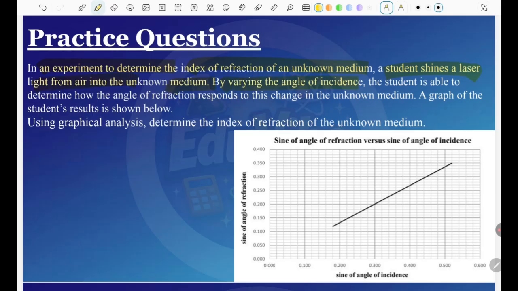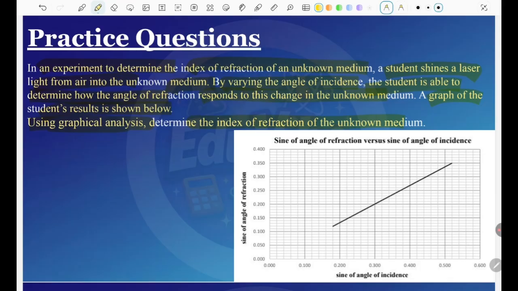By varying the angle of incidence, the student is able to determine how the angle of reflection responds to this change in an unknown medium. The graph of the student's results is shown below. Using a graphical analysis, determine the index of refraction of the unknown medium.